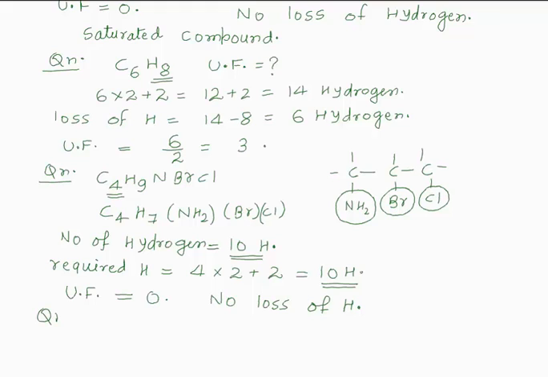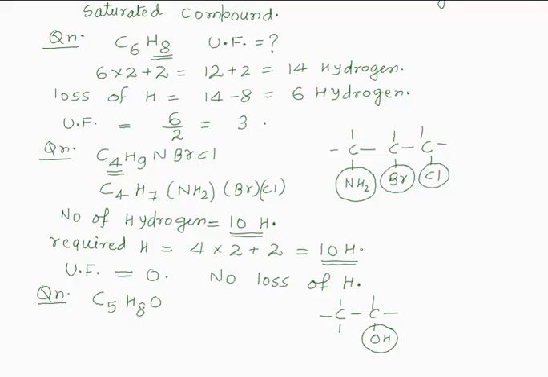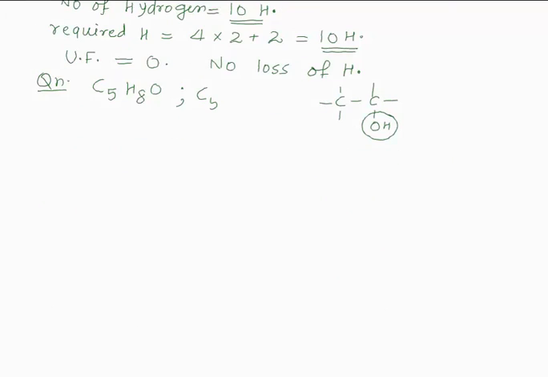Now let us try this problem. Once again we have to find the unsaturation factor for C5H8O. Now if you see, OH group also takes the same slot as taken by hydrogen. So we can write this compound like this: C5H7OH. And now OH will be treated as one hydrogen. So we'll count the OH group as one hydrogen. So how many hydrogen do we have? 7 plus 1, so in this case we have 8 hydrogen.